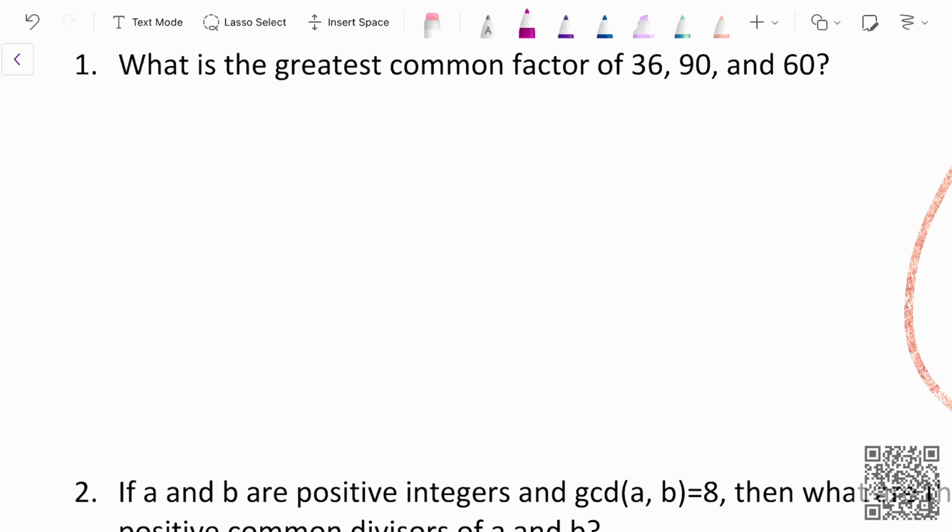Today's first question is, what is the greatest common factor of 36, 90, and 60? So first of all, if we look at all these numbers, finding the greatest common factor is also quite similar to finding the least common multiple, but it kind of strays off the path a little further on.